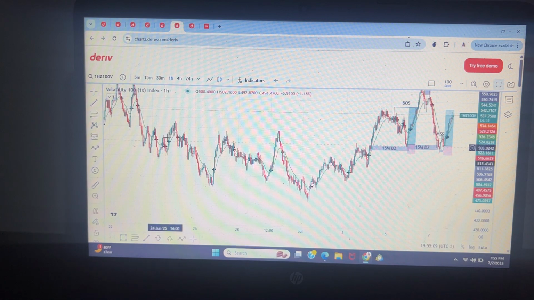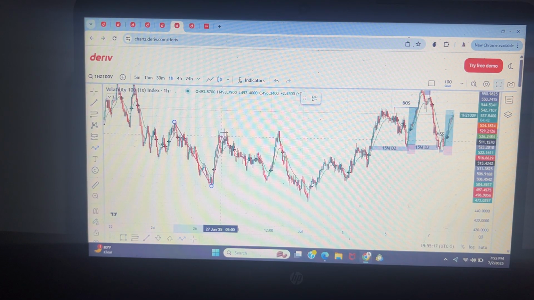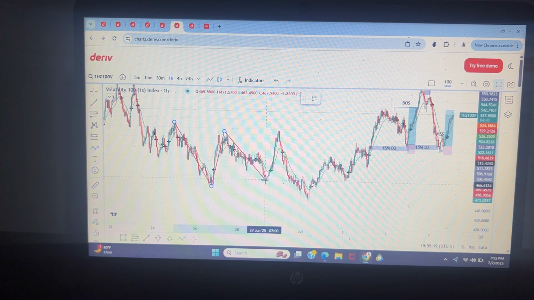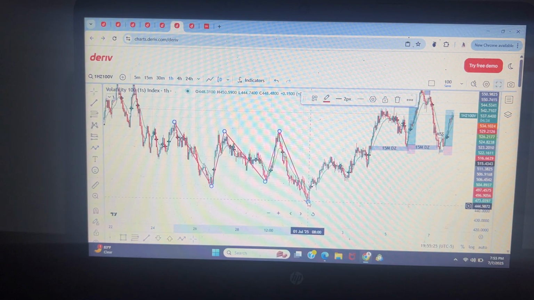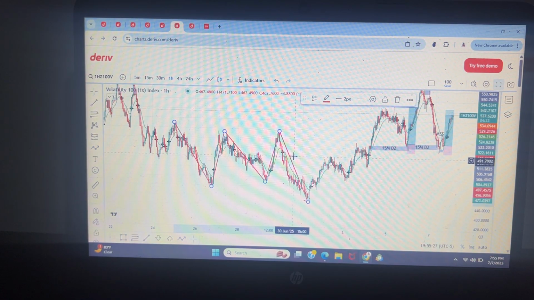Price has been making lower highs, lower lows, lower highs. It tried to make a lower low, gave you a higher high, but boom, it came down and gave you a lower low, right?